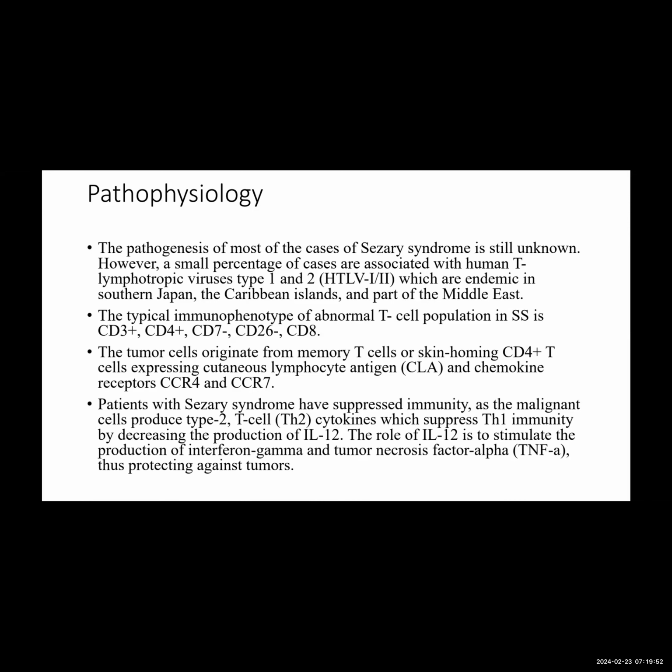And patients with Sezary syndrome are known to have suppressed immunity. This is as a result of the malignant cells, because they produce type 2 T cell cytokines, which are known to suppress type 1 immunity by decreasing the production of interleukin 12. And the role of interleukin 12 is to stimulate production of interferon gamma and tumor necrosis factor, which are known to help protect against tumors.